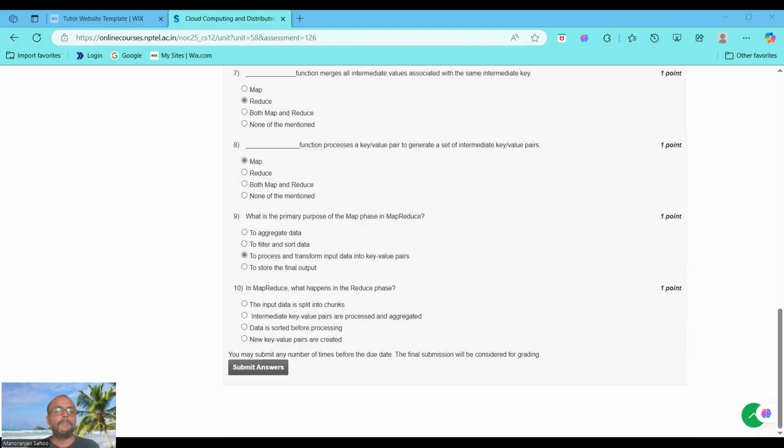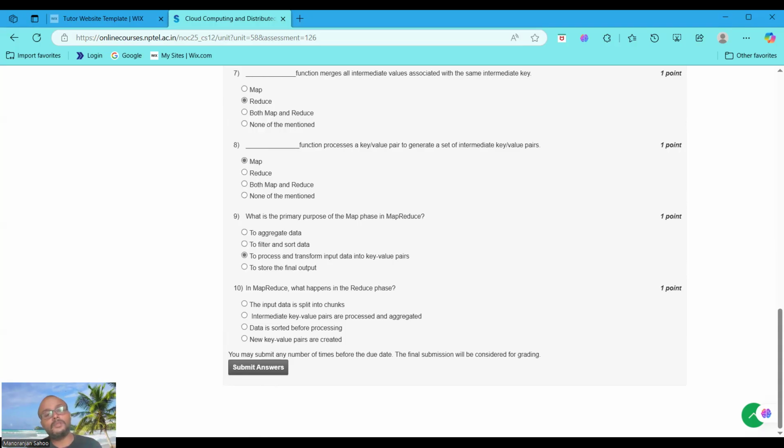Okay. In the map phase, as you can see in lecture number 19, the input data is processed, that is split, divided into M pieces, and transformed into intermediate key value pairs for the reduce phase.